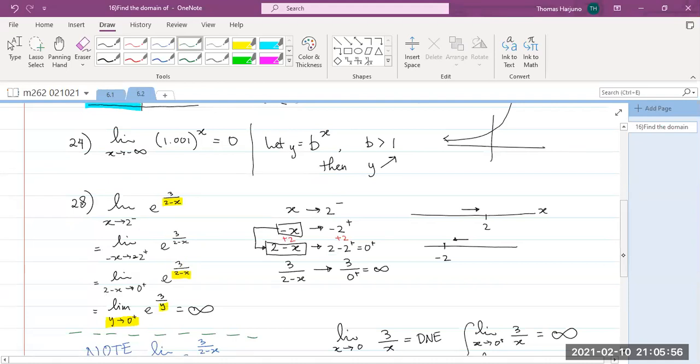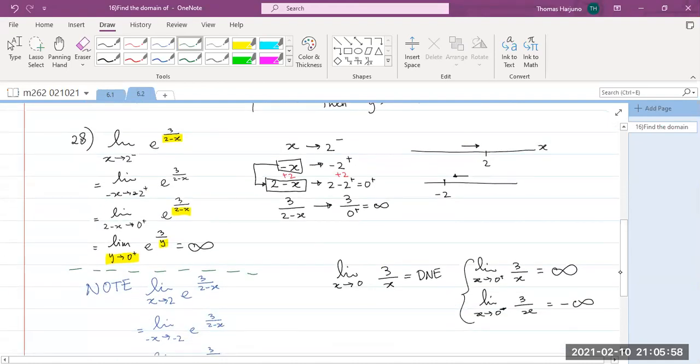Okay. Yeah, I definitely remember that part, the limit x approaching 0. That one, I do remember from calculus. I hadn't seen it the way that number 28 was though, but that's good to know.